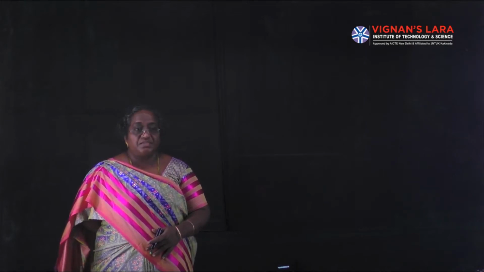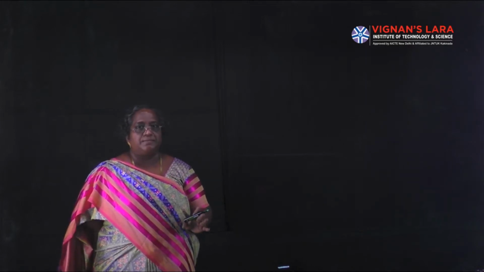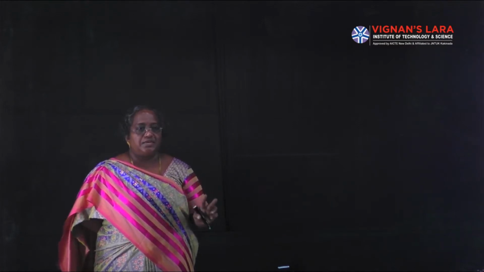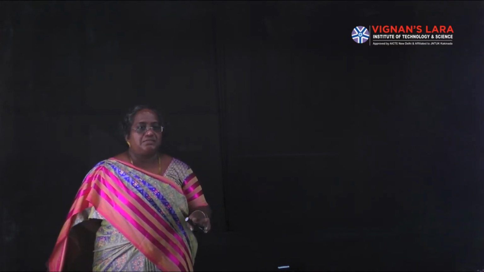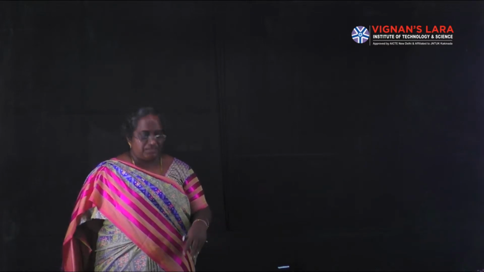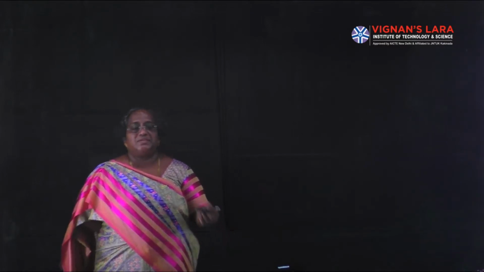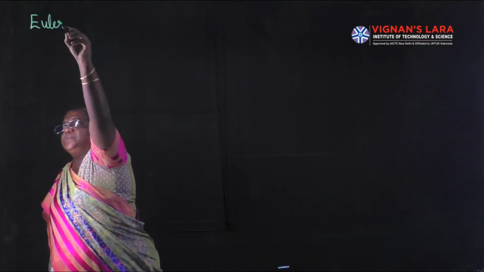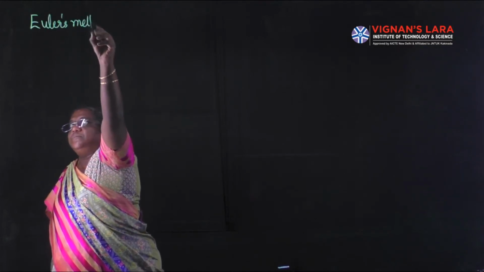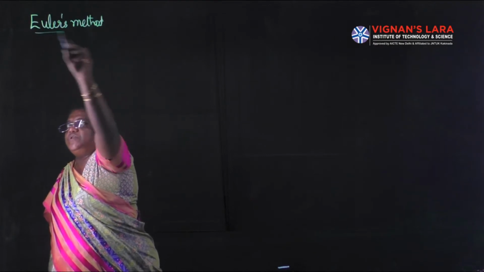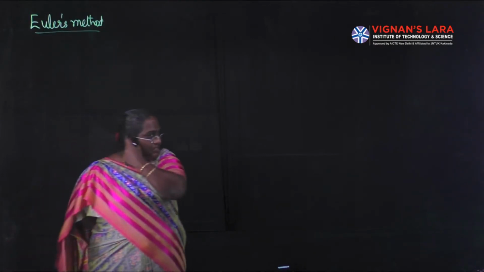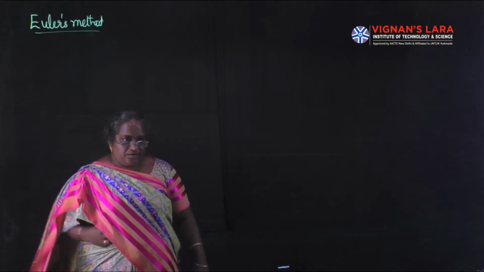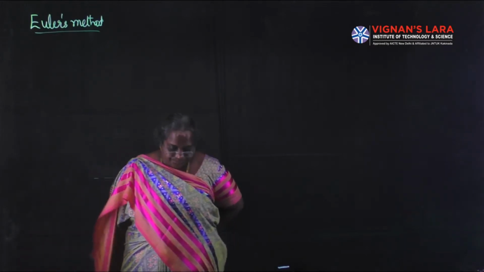So RK methods is specified in your syllabus. RK methods indicates fourth order RK and second order RK. Second order RK is nothing but modified Euler's method. So now let us see the first method, which is Euler's method. These are all multi-step methods: Euler's, modified Euler's, RK method. They are all step-by-step or multi-step methods. So I explained to you why they are called multi-step methods.